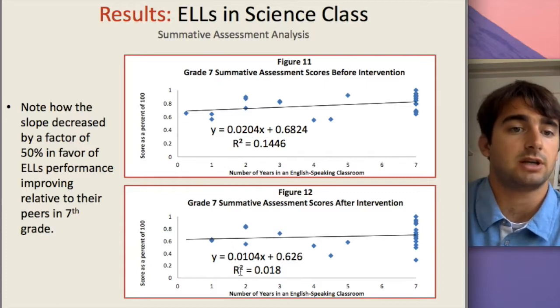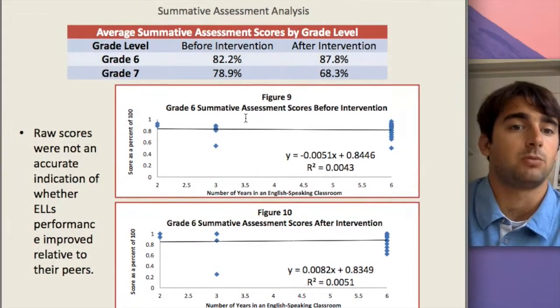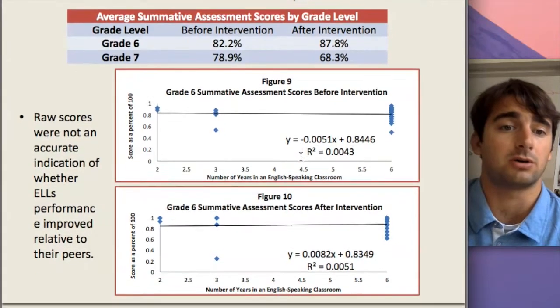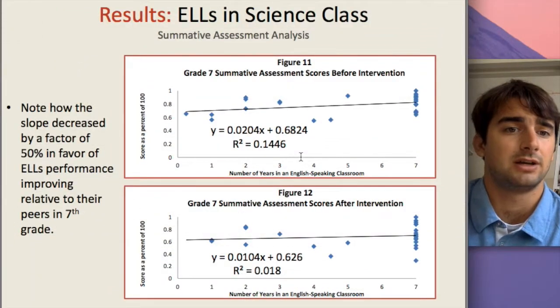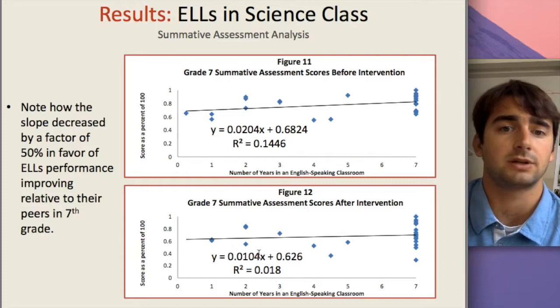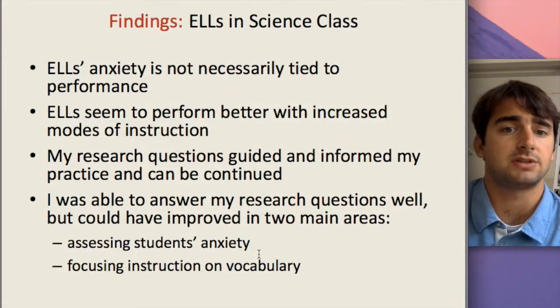With the 6th grade data, 1 slide previous, we noticed that it's tough to tell because the 6th grade ELLs were already performing well compared to their peers before the study. Here we see an improvement of the 7th grade ELLs after the study. Exciting. Now, what does this mean?